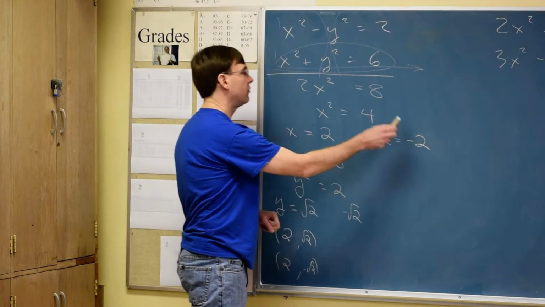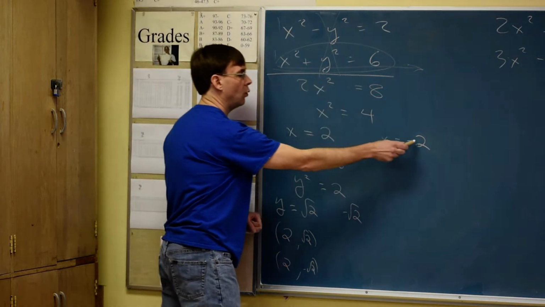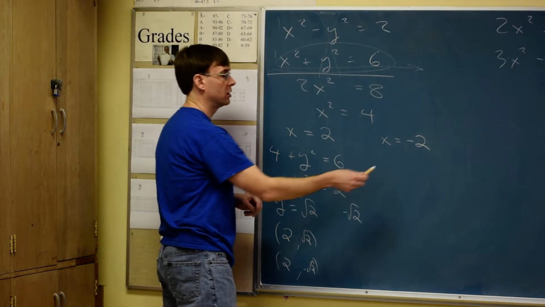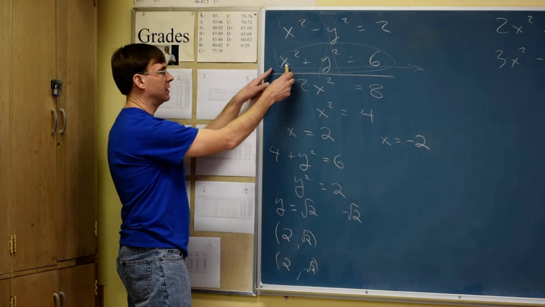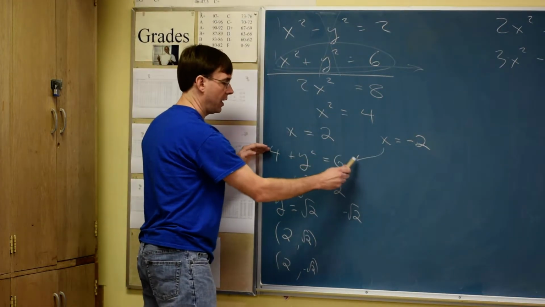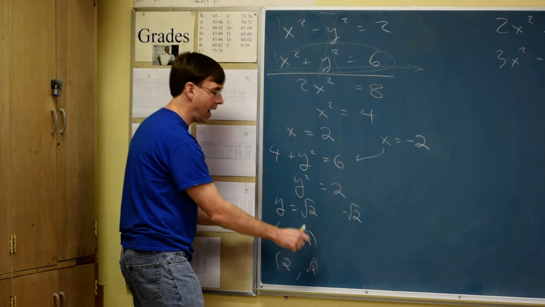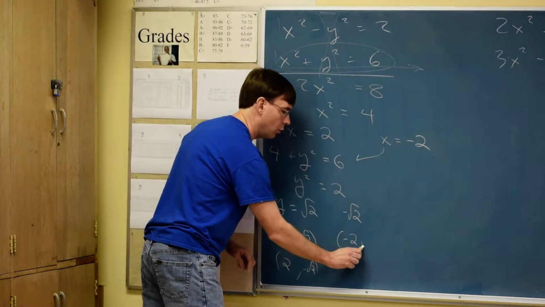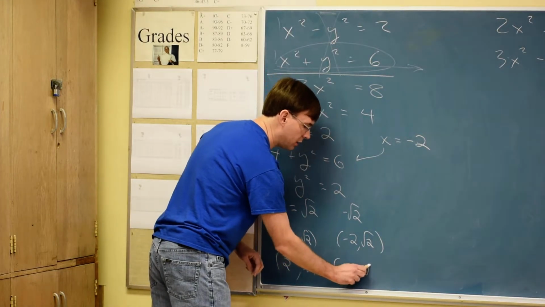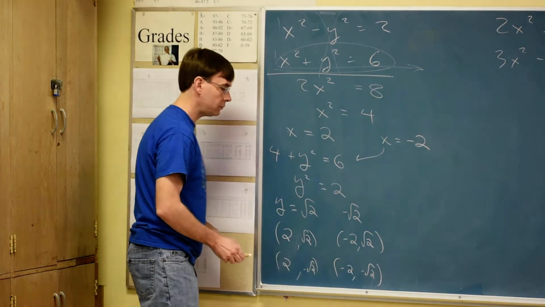If we put negative 2 into this, when negatives get squared, they become positive. Negative times negative is positive. So when negative 2 goes into this, it becomes the same 4. And it'll follow that exact same path. Negative 2 would lead you to root 2. Negative 2 would also lead you to negative root 2.